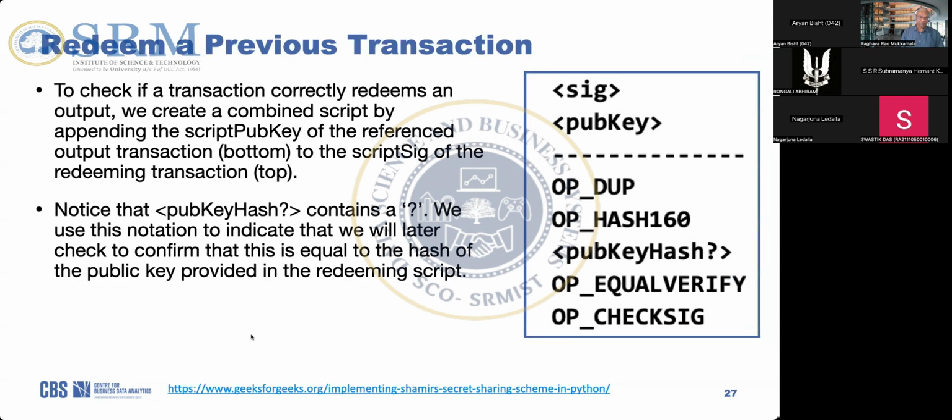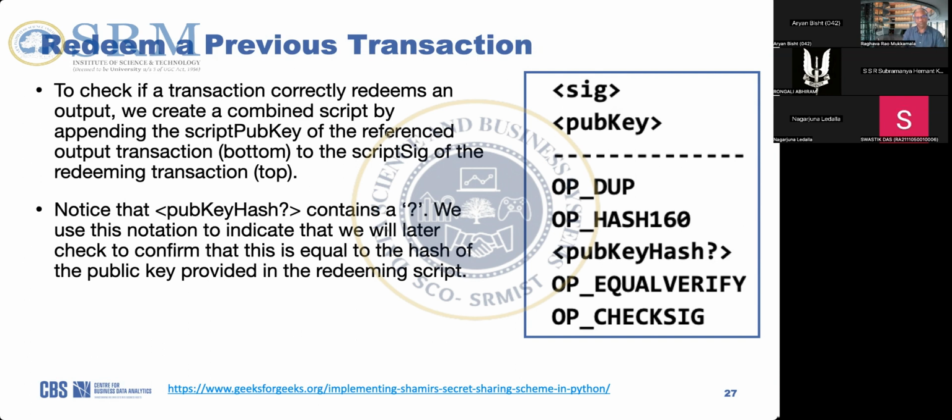Okay, so let's go further. Now I want to execute this script which you have seen before. To redeem a previous transaction, to check if a transaction correctly redeems the output, we create a combined script by using the script public key, which is referred to as the locking script, and we combine it with the script signature, which is the unlocking script.